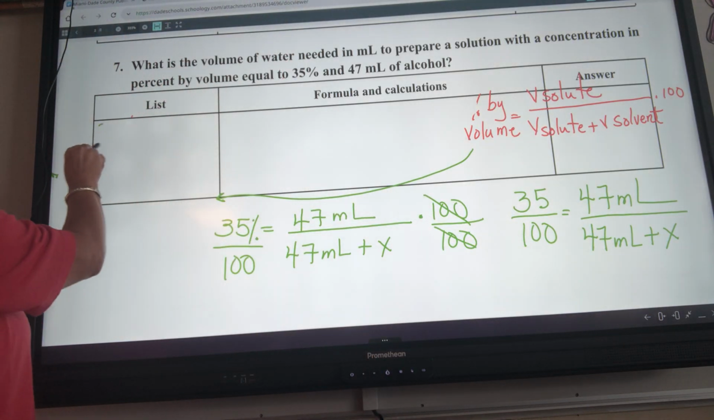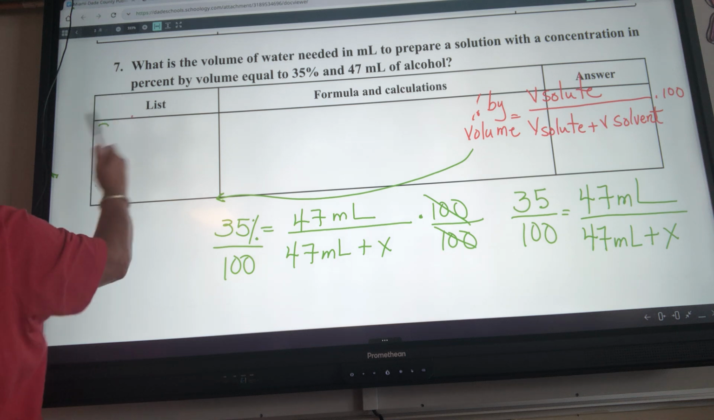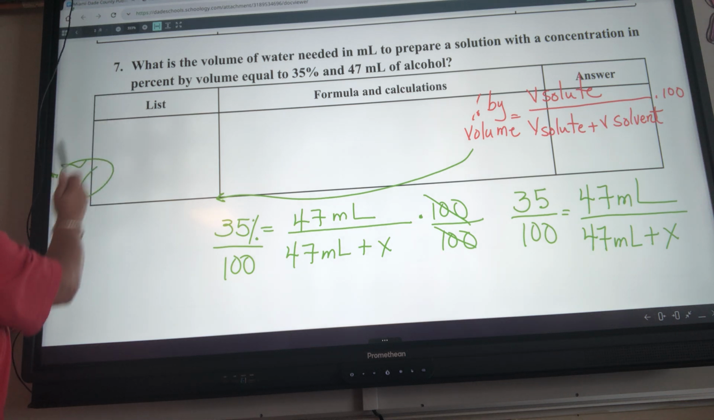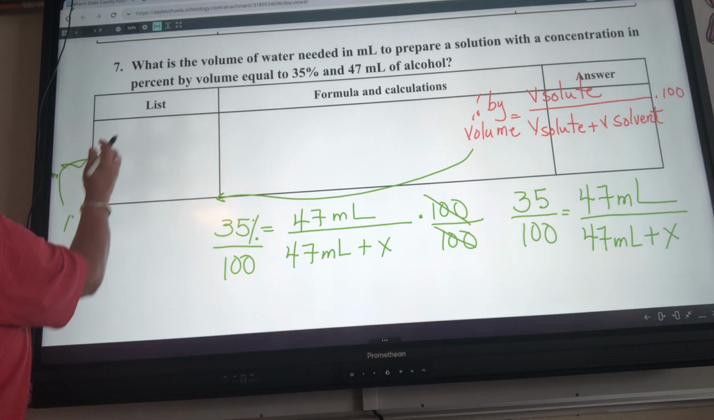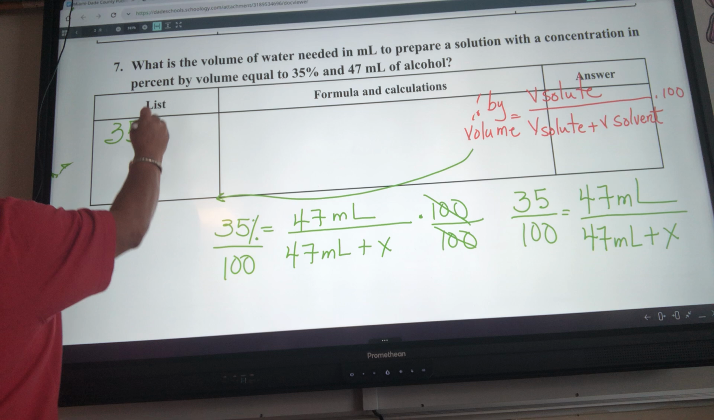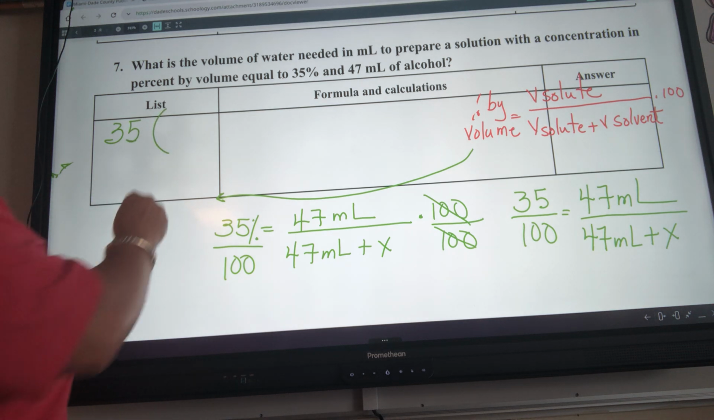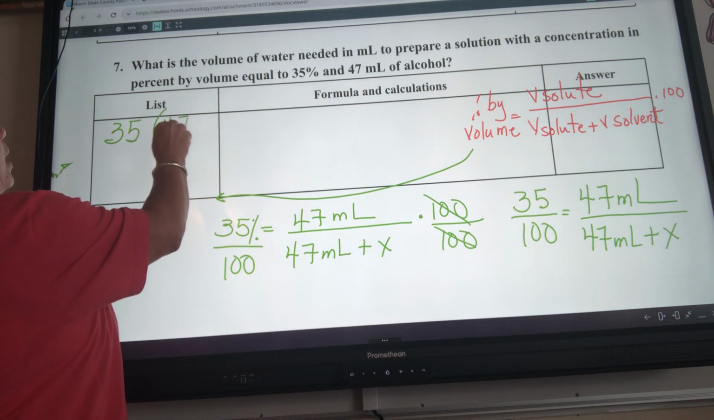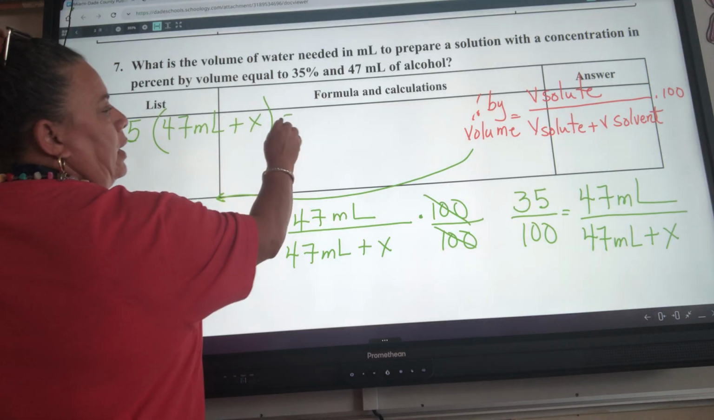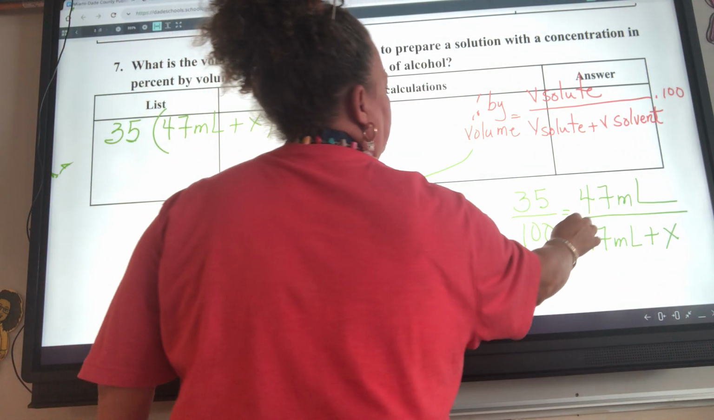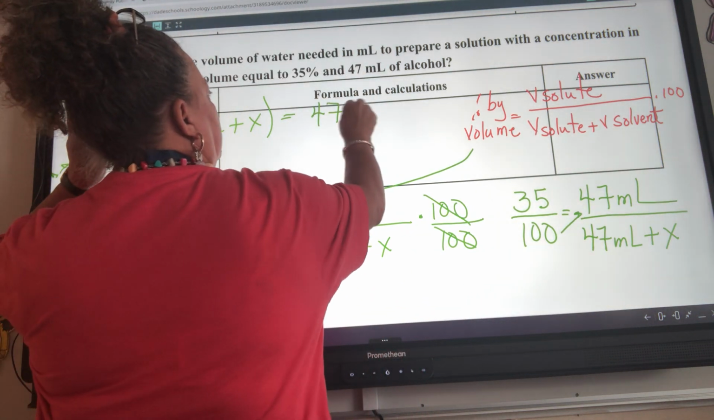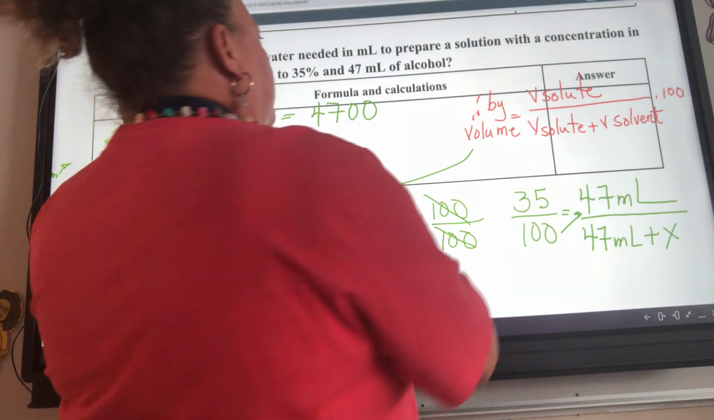Verify that multiply. Remember that you have over there a proportion. That multiplies 47 milliliters plus X equal to, I'm multiplying these two. Since I'm multiplying by a power of 10, the only thing that I have to do is to add the two zeros.